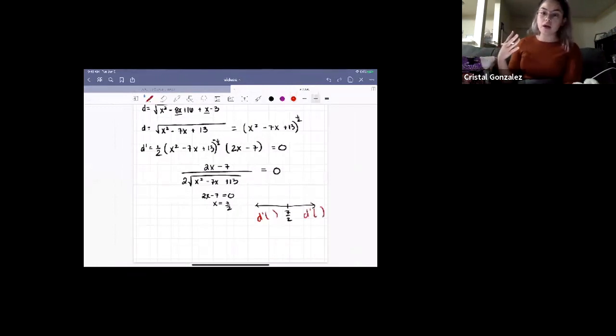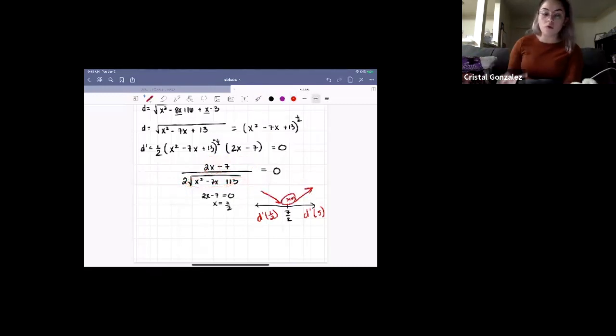If you check d prime at something like 1/2, and then maybe 5 would be good. When you plug 1/2 in here, you're going to get a negative value. You'll get 1 here, minus 7. That's going to cause that whole thing to be negative. You're not going to get any negative values down here, because remember, this has to be greater than 0. So this is going to be negative. Looks good so far. And then if I plug in 5, I'm going to get 2 times 5 minus 7. That's definitely going to be positive. So this is definitely a minimum value, which is what we wanted.